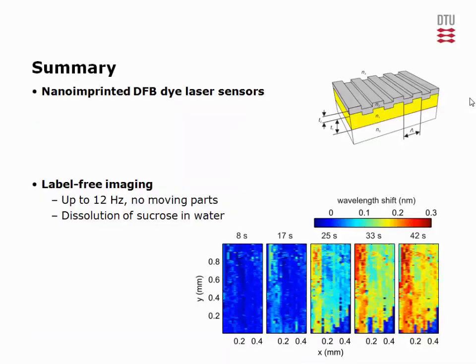And with this, I'd like to summarize. Again, I've been talking about nanoimprinted distributed feedback lasers, and I've shown you how we can do label-free imaging of dissolving sucrose and salt in water.